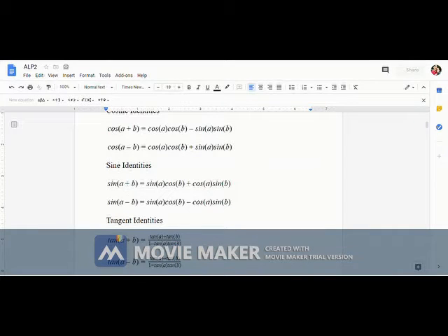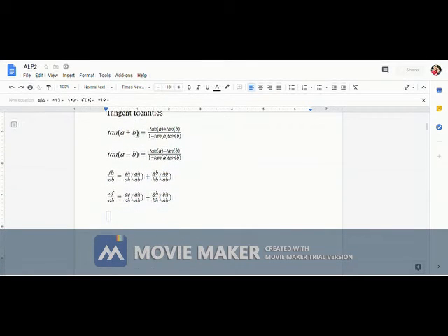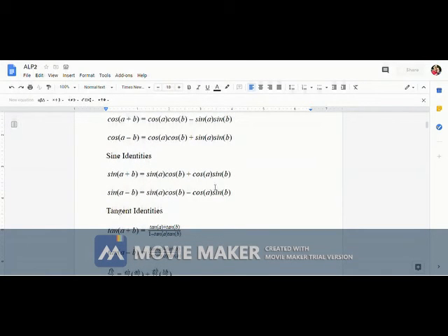And lastly, to prove these tangent identities, we have to remember that tangent equals sine over cosine. So then we can just take the sine addition formula and the cosine addition formula and divide the sine one by the cosine one, and it will FOIL out to equal this tangent one, but I'll show you that right here. So we're gonna copy and paste real quick.